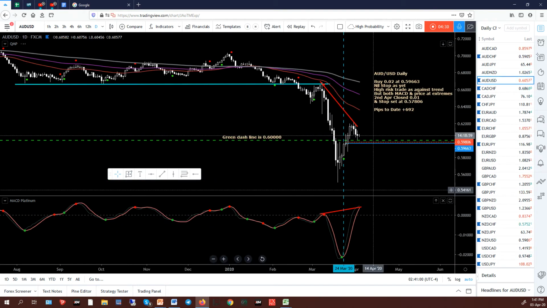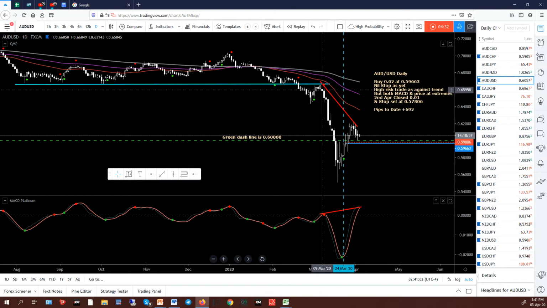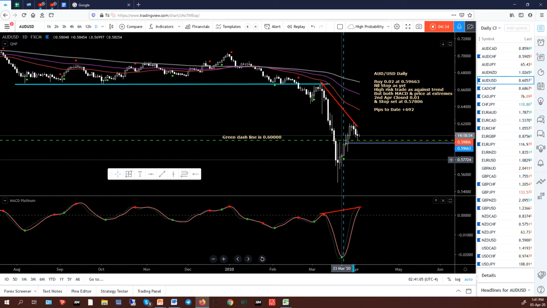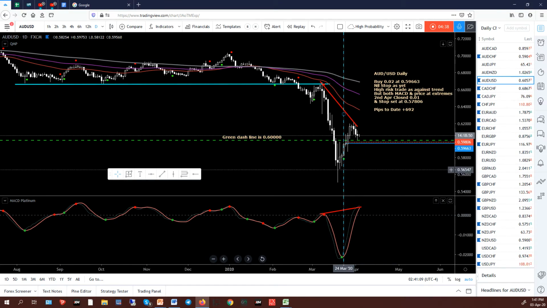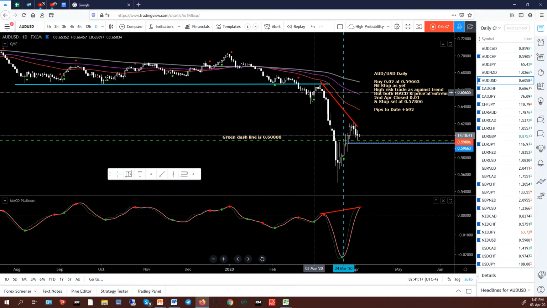All right, Aussie USD. This will be a nice, simple one. Took a buy down here. It's a buy signal. Again, you can read my notes. And the buy is there. Already closed half my trade. Stop in place above there. The green line, and this is 0.6000. It's a big number in the Aussie.